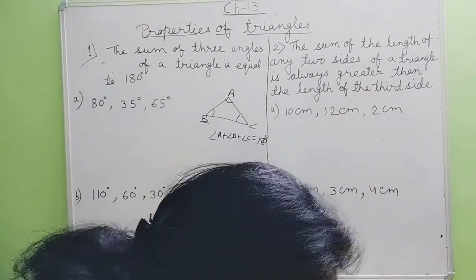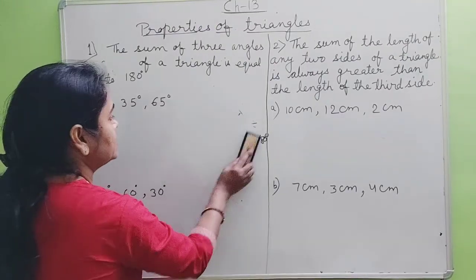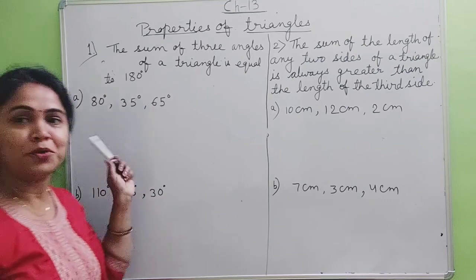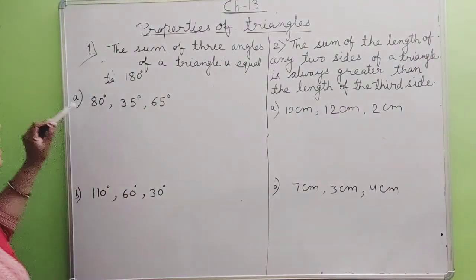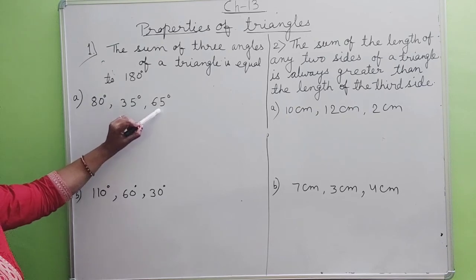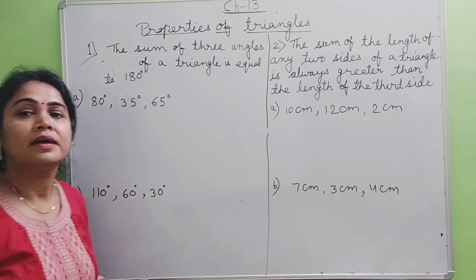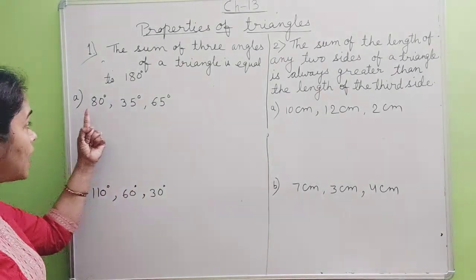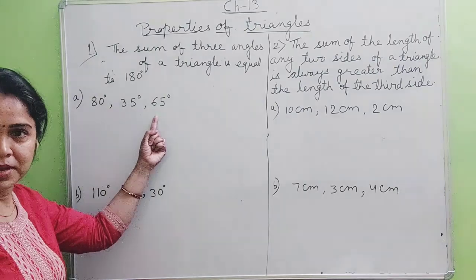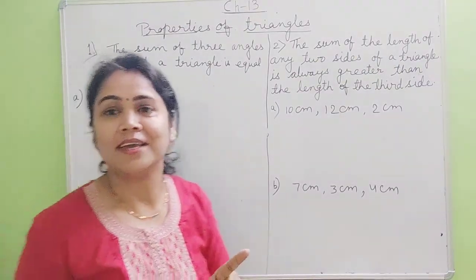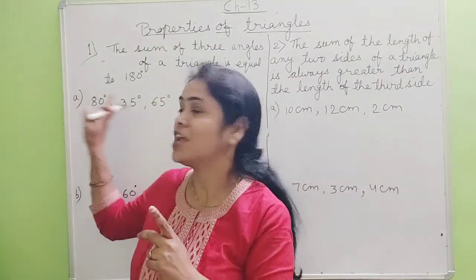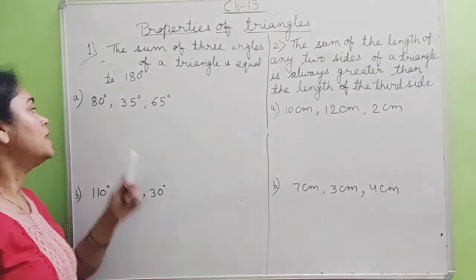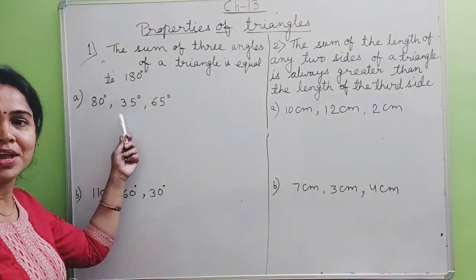Here we have to check, and I have taken this question from your book, whether 80 degrees, 35 degrees and 65 degrees can be the angles of a triangle. For that we have to check whether the sum of these angles is equal to 180 degrees. If the sum is 180, then we can say yes, we can form a triangle using these three angles.